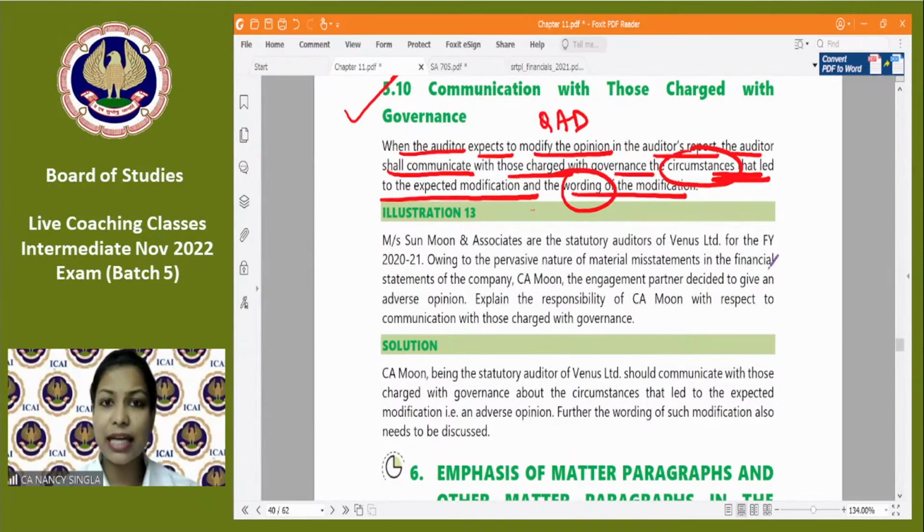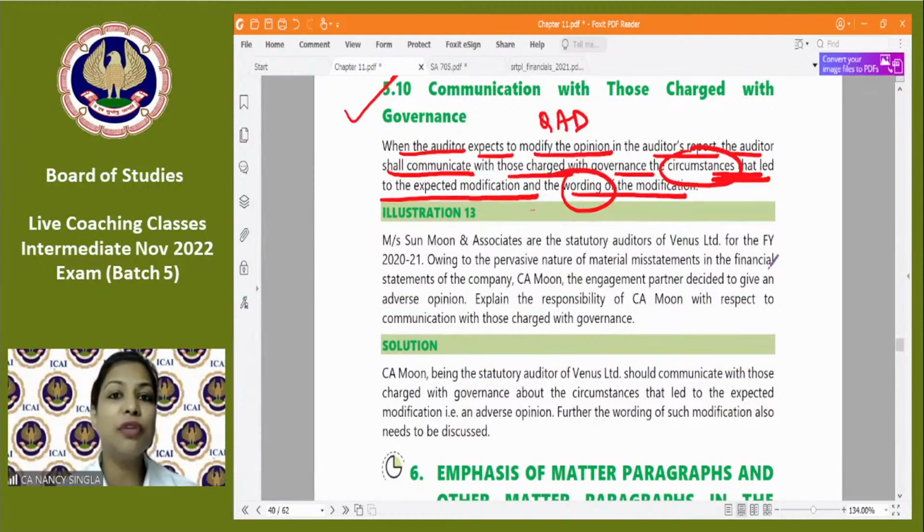Now, what are the circumstances that give rise to modification? When, based on the sufficient appropriate audit evidence, the auditor concludes that the financial statements are not free from material misstatement, or when he is unable to obtain sufficient appropriate audit evidence to conclude whether the financial statements are free from material misstatement. So what is the objective in terms of SA 705? To give an appropriately modified opinion. What can be the types of opinion?